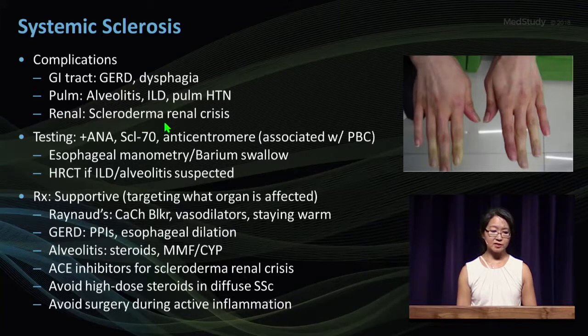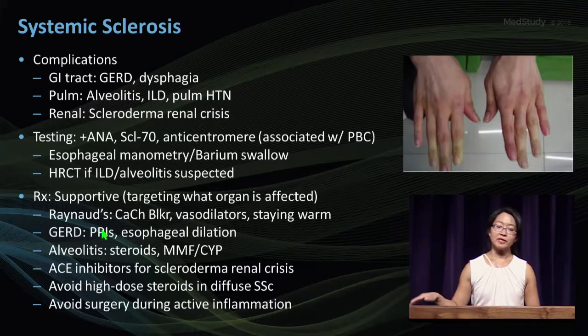These patients can present with scleroderma renal crisis, typically associated with early onset of diffuse disease and use of high-dose steroids, so 20, 30, 40 milligrams of prednisone. The way you actually diagnose is not only just by clinical exam, but laboratory testing might show a positive ANA. Scl-70 is associated with diffuse disease, whereas anticentromere is associated with limited disease. And if they have lung involvement, get a high-resolution CT scan.